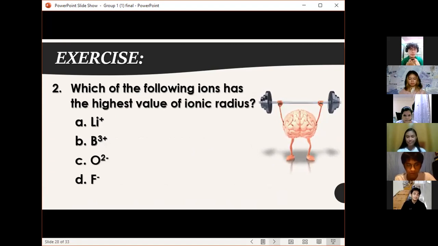Which of the following ions has the highest value of ionic radius? A. Lithium ion. B. Boron ion. C. Oxide ion. Or D. Chlorine ion. Fluoride ion and oxide ion are isoelectronic species possessing 10 electrons each. Lithium ion and boron ion are isoelectronic species possessing 2 electrons each. Since in the case of oxide ion there is greater electron-electron repulsion and lesser effective nuclear charge, oxide ion has the largest ionic radius in this case. So the correct answer is option C.